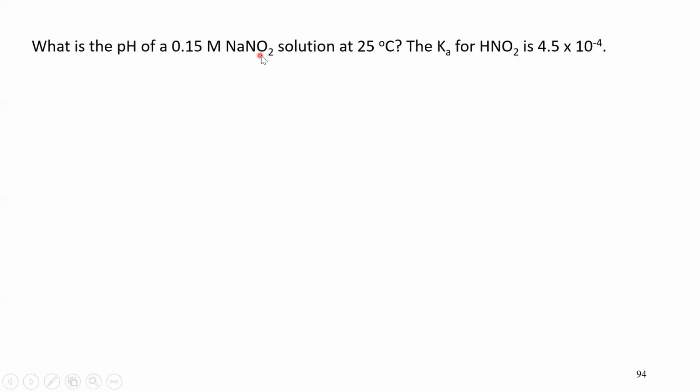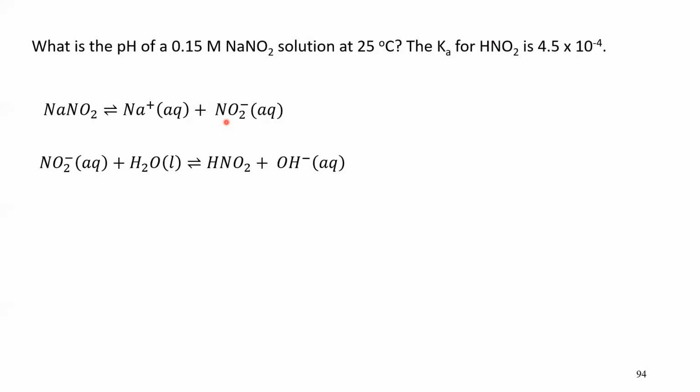Sodium nitrite is a salt. It's got sodium as its positive ion and nitrite as its negative ion. So what's going to happen is that sodium nitrite is going to break up into its ions. Sodium nitrite breaks up into sodium ions and nitrite ions. Now, sodium is the cation of a strong base. It's not going to affect the pH of the solution. Nitrite is the conjugate base of a weak acid. And since it's a conjugate base of a weak acid, it's going to go through a basic ionization reaction.